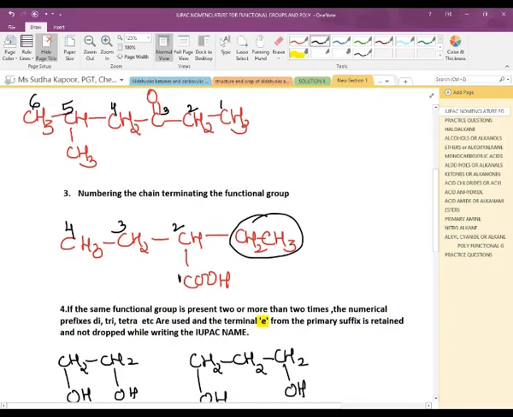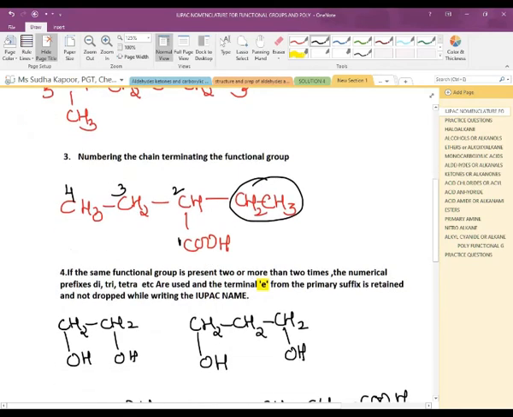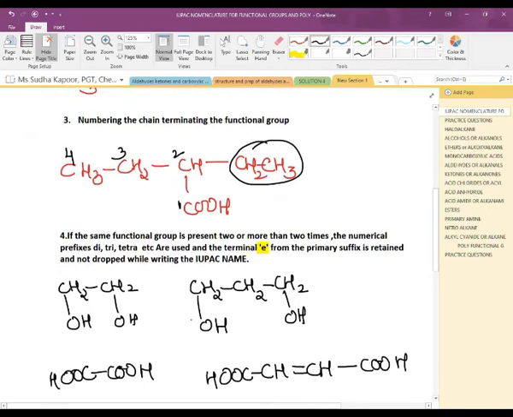Now, if the same functional group is present 2 or more than 2 times, remember this is very important, then we will use di, tri, tetra as we were using before. But the E from the primary suffix is retained. We are not going to remove the E. As before, we used to do alkane minus E plus all, but now we will not remove the E.